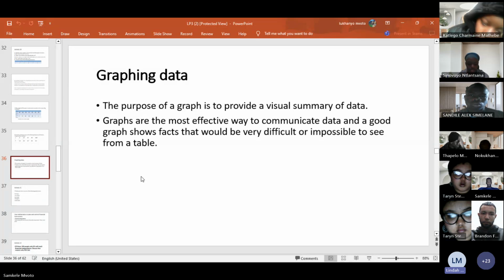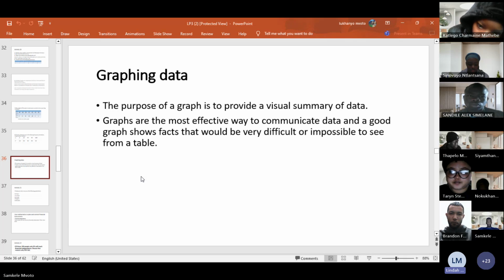So the purpose of a graph is to provide a visual summary of data. Graphs are the most effective way to communicate data, and a good graph shows facts that would be very difficult or impossible to see from a table.